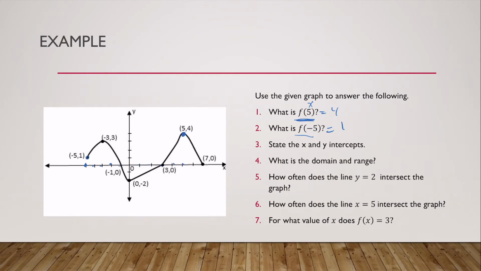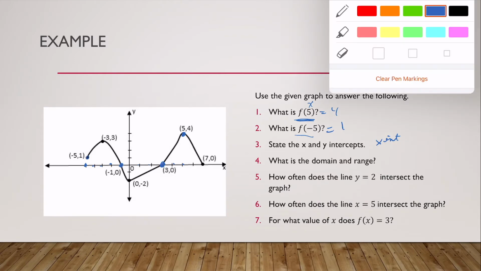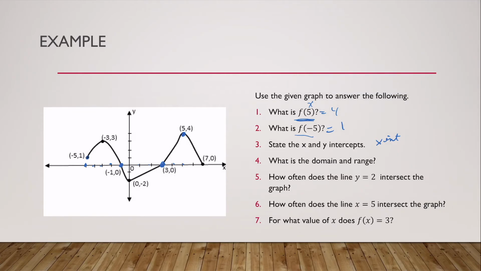What are the x and y intercepts? The x-intercepts are going to be wherever our graph crosses the x-axis. It's going to be these 2 points. I'm actually going to switch colors and label them in green. So that's (-1, 0) and (3, 0). And my y-intercept is going to be this point right here where it crosses the y-axis. That's when x is 0 and y is -2.